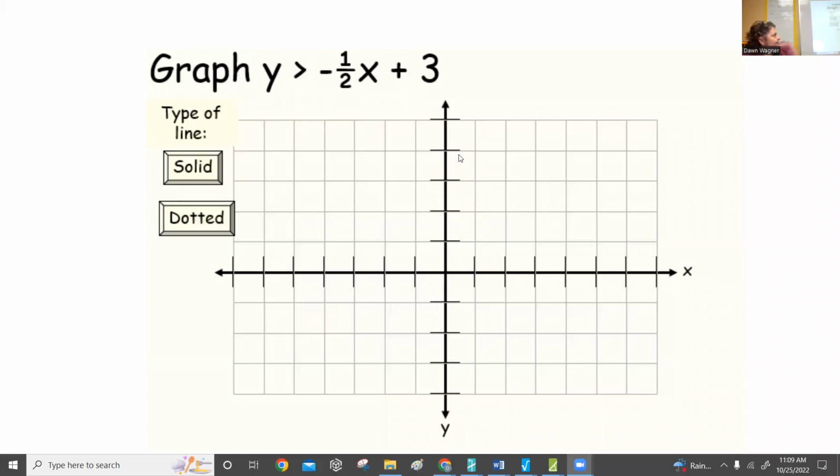So we're going to graph this one. Before you graph, you want to ask yourself a couple questions. Are you going to shade up or down? You shade up. This is a greater than sign, because it's like this is greater than. You're going to shade up.